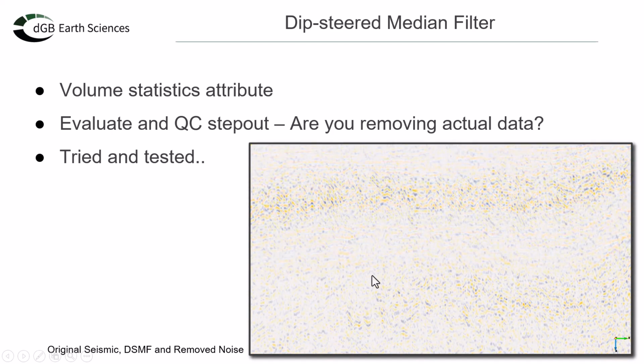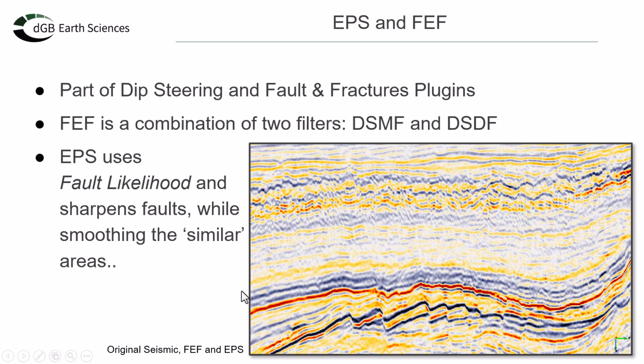So here we can see that this is mostly incoherent, so we should be good to go. Another filter type I mentioned here was edge preserving smoother and the fault enhancement filter. This is again a part of the dip steering plugin. That would be the fault enhancement filter, and the faults and fractures plugin, which brings you the edge preserving smoother.